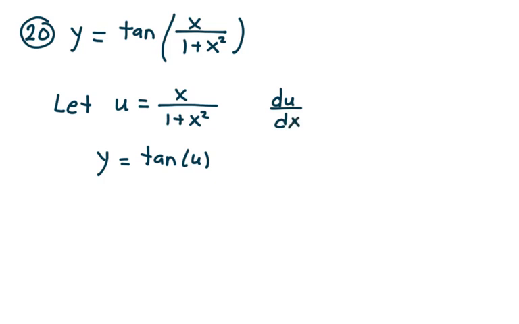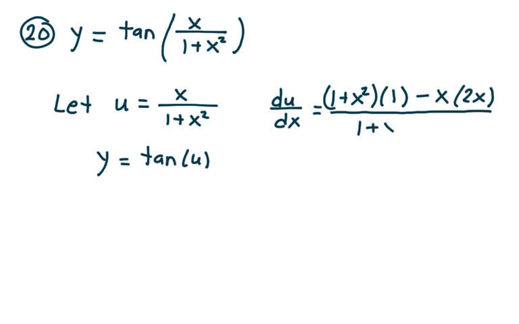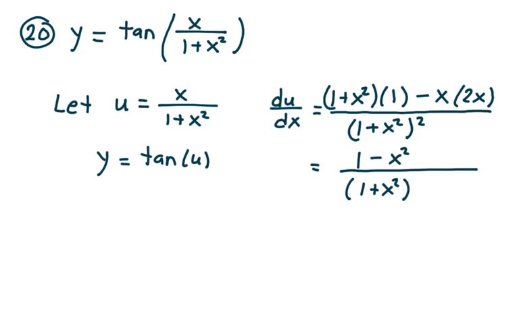So let's look at du/dx. By the quotient rule, this is 1 plus x squared, that's the bottom, times the derivative of the top, which is 1, minus the top times the derivative of the bottom, which is 2x, divided by 1 plus x squared raised to the second power. If I were to simplify that a little bit, I claim I'm going to get 1 minus x squared divided by 1 plus x squared squared. Now, dy/du is secant squared of u.